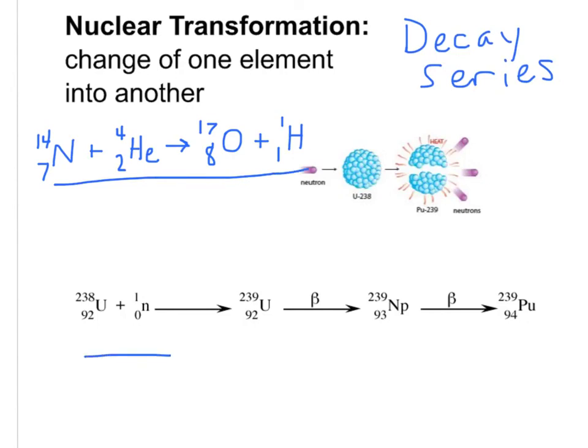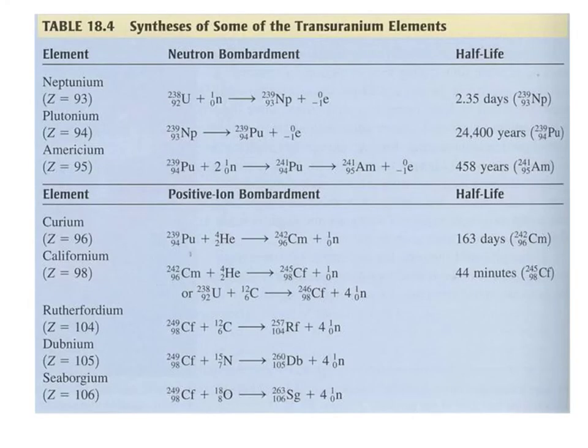Here's another one, uranium being bombarded with a neutron. And all kinds of different nuclear transformations can occur when nuclei are being bombarded with different particles, alpha particles or neutrons. So when particle bombardment happens, we can have neutron or positive ion bombardment, alpha particles. Other particles can be used as well. They have to be moving at extremely high speeds. So particle accelerators have been built to achieve this.